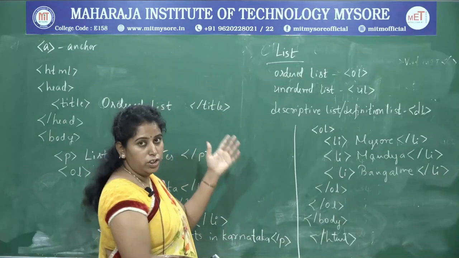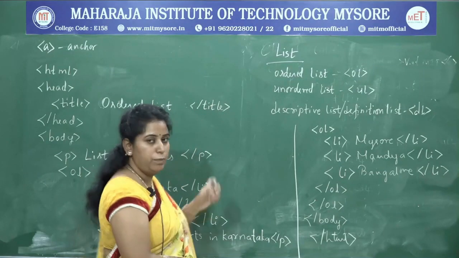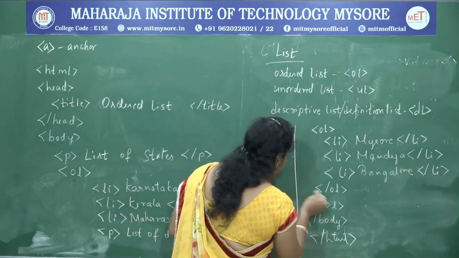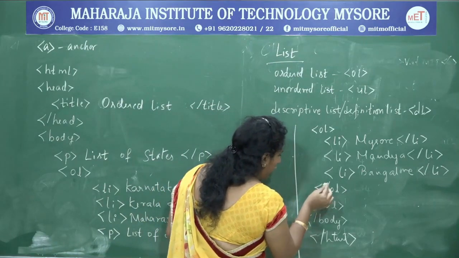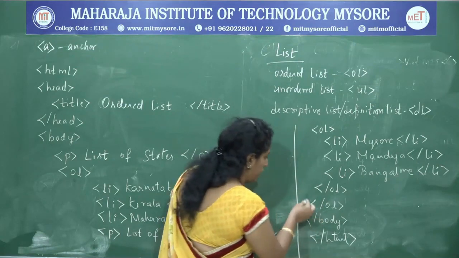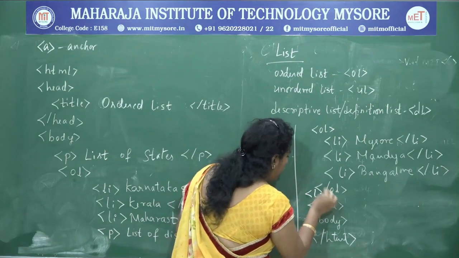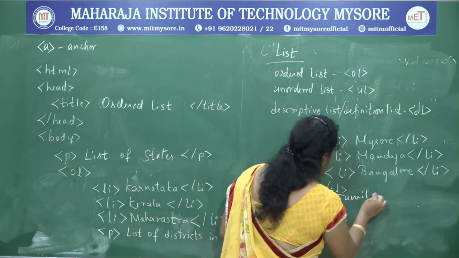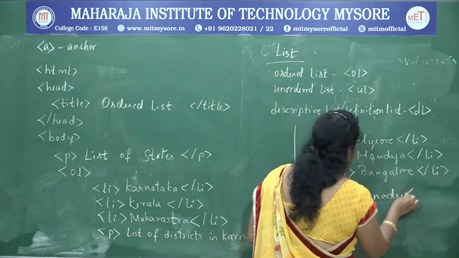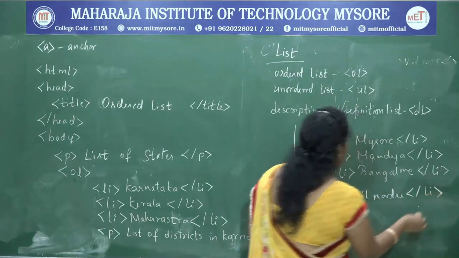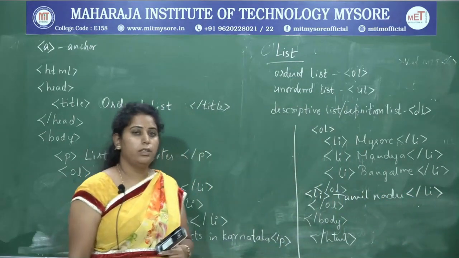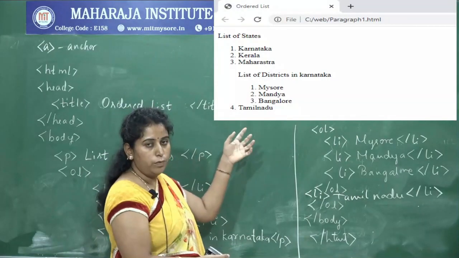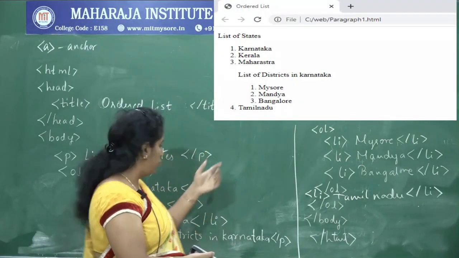In order to observe some differences in this, let me modify it like this. This is the inner ordered list and this is the outer ordered list, right? So I will use a list item and I will type Tamil Nadu. So now let me run the program. Now you look into the output. Is there a difference? Yes, of course.